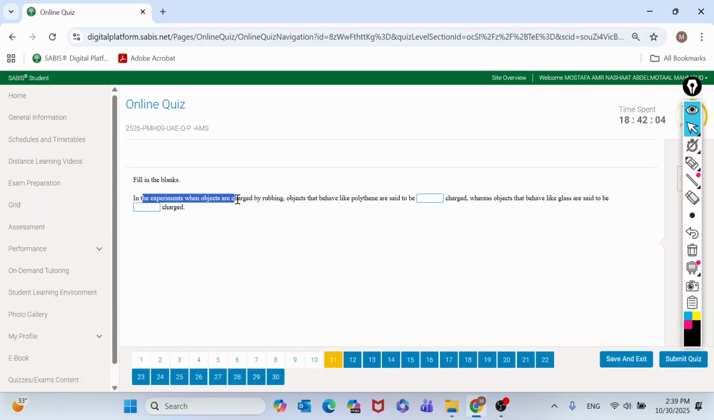In the experiments, when objects are charged by rubbing, objects that behave like polythene are said to be negatively charged. Polythene is plastic, like silk basically. Whereas objects that behave like glass are said to be positively charged. Positive.